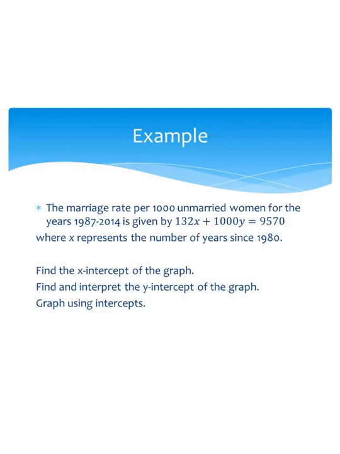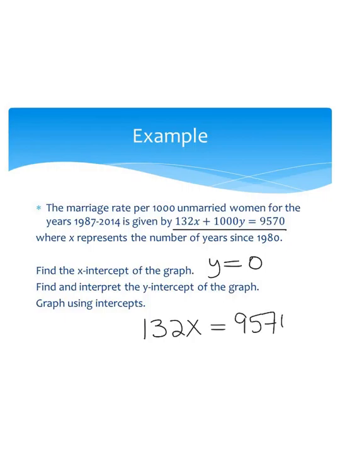Let's look at one last one together. The marriage rate per 1,000 unmarried women for the years 1987 to 2014 is given by an equation, where x represents the number of years since 1980. This is a nice review of x and y intercepts. To find the x-intercept, you let y equal 0. Sometimes I tell people to imagine taking your thumb and covering up whatever you see next to the y. So we have 132x equals 9570, and we'll go ahead and solve that for x.